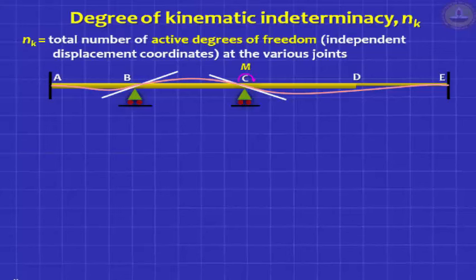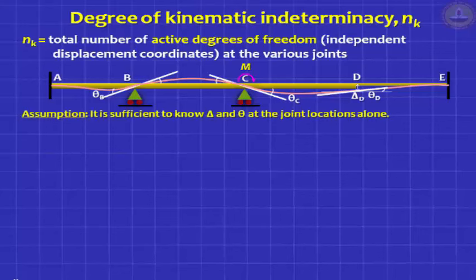And if you look at the active degrees of freedom at the different joints, you find that you have theta B as an unknown, and theta A you have no movement. You have theta C as an unknown. You have delta D, that's a translation or a sway unknown, and you also have theta D. So that's it. So that is how you arrive at the degree of kinematic indeterminacy in a continuous beam.